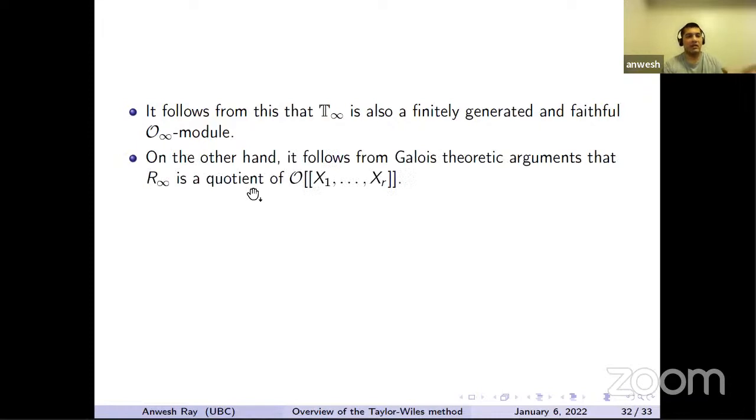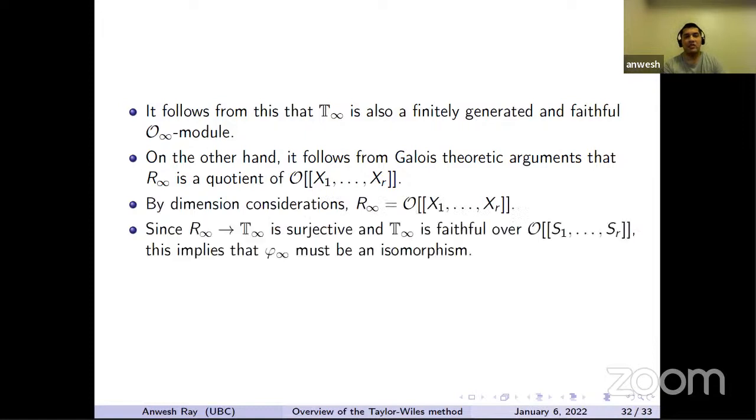On the other hand, it follows from some arguments in deformation theory, some Galois theoretic arguments, that R infinity is generated by R elements. So it's the quotient of O of X1 to XR modulo some ideal. As a result, what we see is that T infinity has dimension R plus one, and this map is surjective. It is not difficult to show that this map is surjective. T infinity has dimension R plus one, and R infinity has dimension less than or equal to R plus one because it's a quotient of this ring.